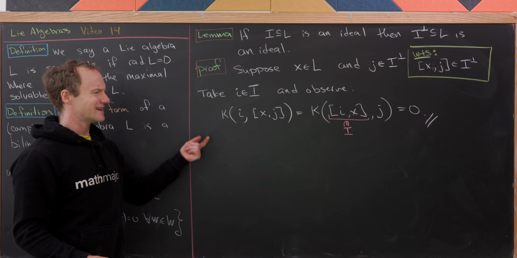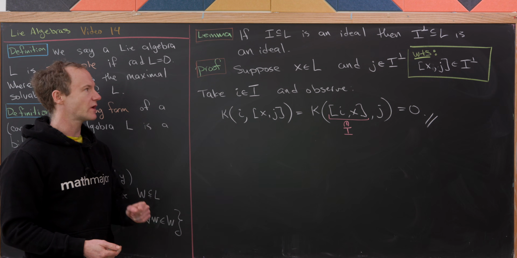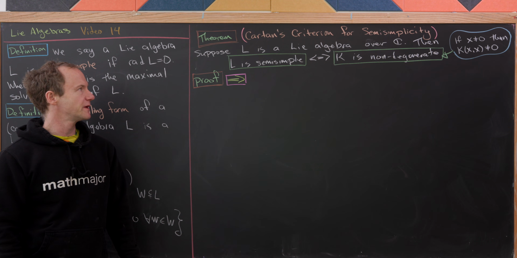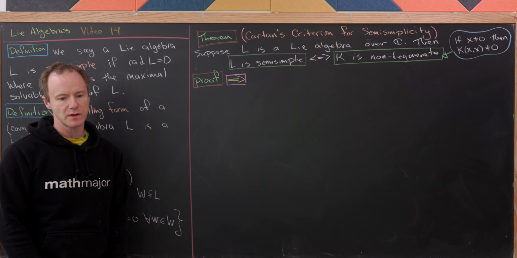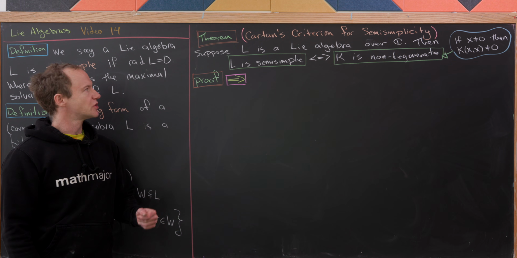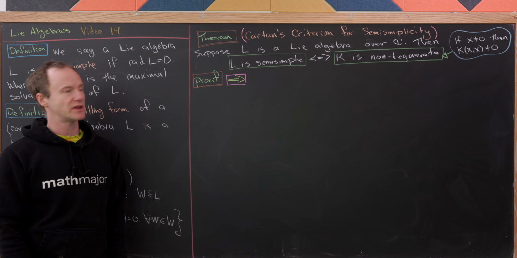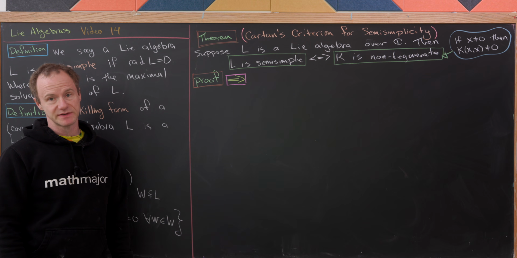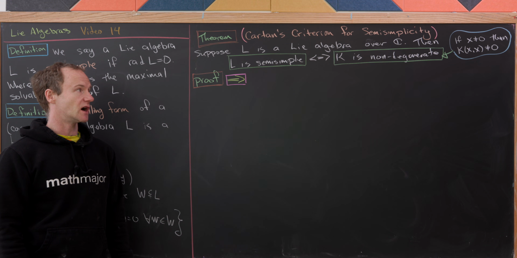But then that's exactly what we needed to show by our previous discussion. Okay, so let's move on to our main result for the video. Our big result for the day will be Cartan's criterion for semisimplicity, like we mentioned earlier. Let's suppose that L is a Lie algebra over C, in other words, a complex Lie algebra. Then the result says that L is semisimple if and only if kappa, the Killing form, is non-degenerate.